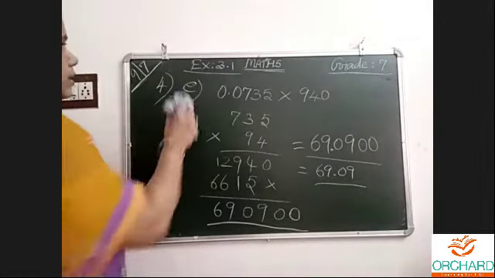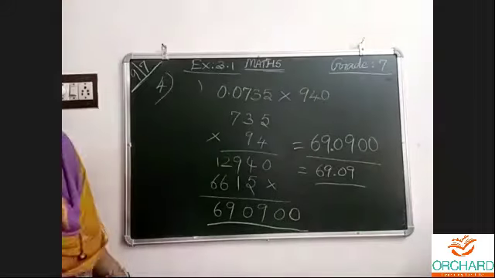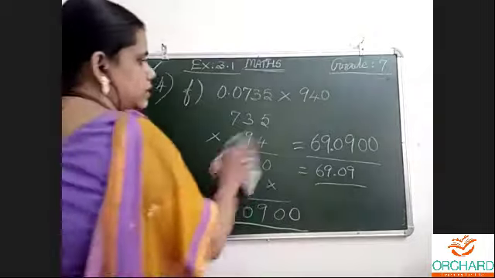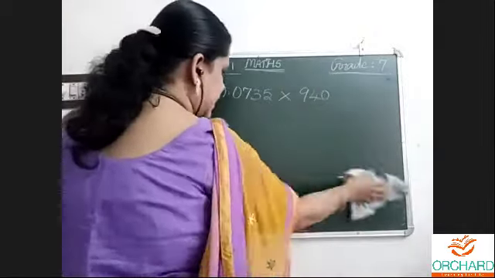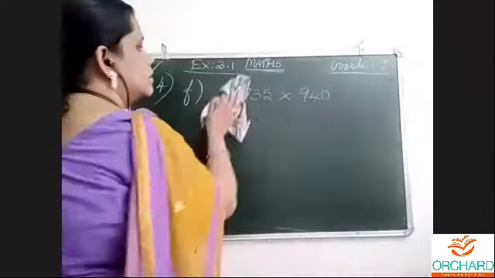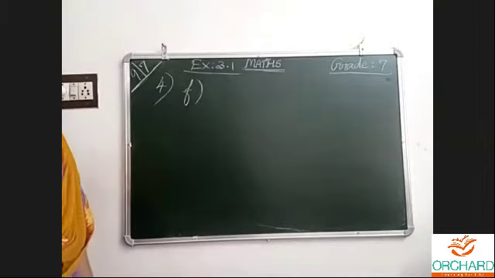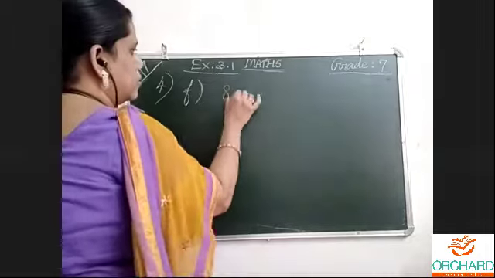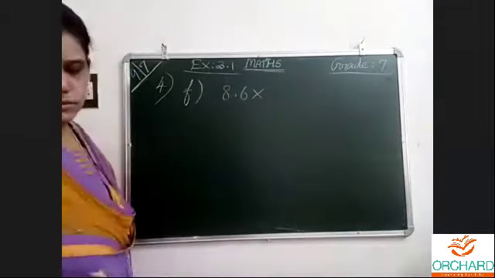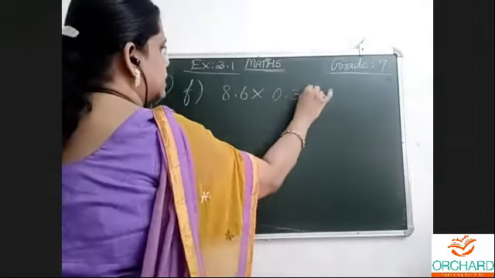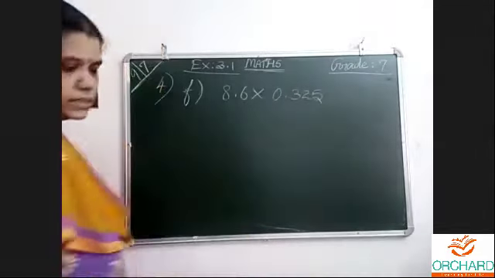Okay. Now question E is over. Question F. I have chosen somewhat lengthy multiplication sums for classwork. Easy numbers for homework sums. That much only I can do. 8.6, 0.3. Homework sums will be still easier. This itself is easy.